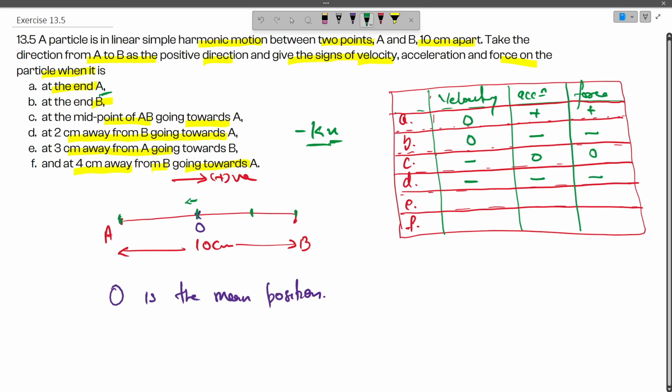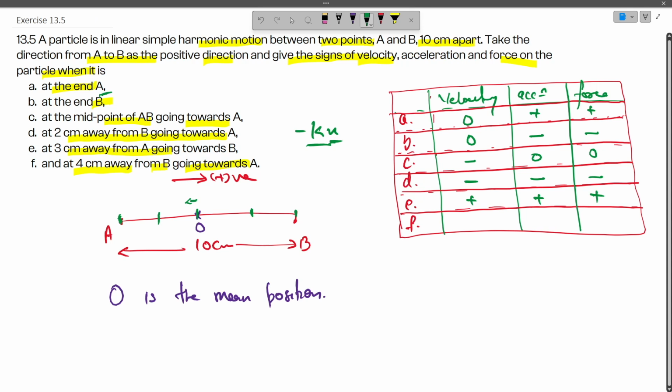Now in part E, we have when the particle is at 3 centimeter away from A going towards B. So the direction is towards B, that is we have been given that it is to be considered as the positive direction. So the velocity is going to be positive, and since the acceleration would be acting towards the mean position, which is in the direction of B, it is again going to be positive, and that followed by the force is going to be positive.